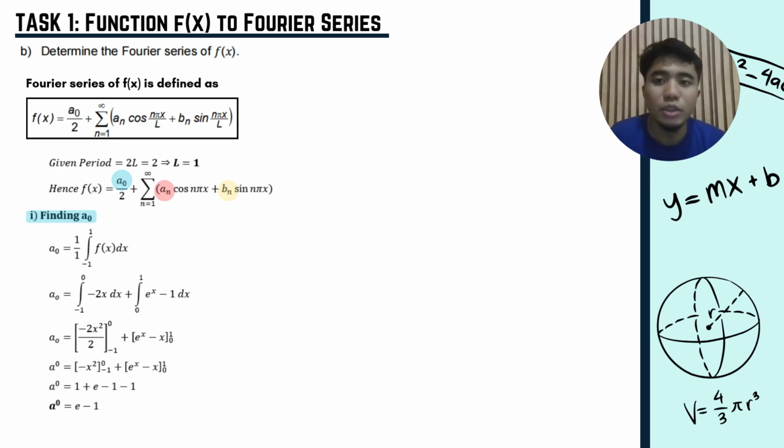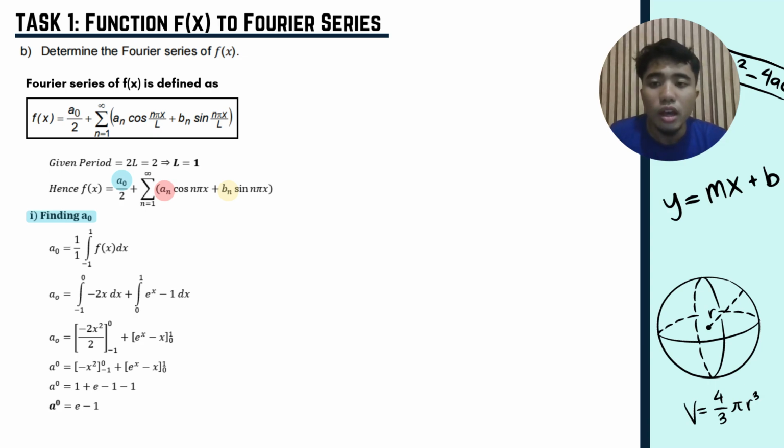Next, let's move on to B, which is to determine the Fourier series of f(x). So the Fourier series of f(x) is defined as f(x) equals a naught over 2 plus summation of an cos(n pi x over L) plus bn sin(n pi x over L). So firstly, we are going to find our L first. The given period is 2L equal to 2, and our L will be equal to 1.